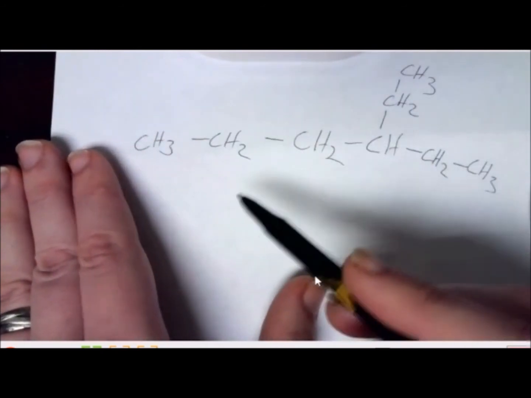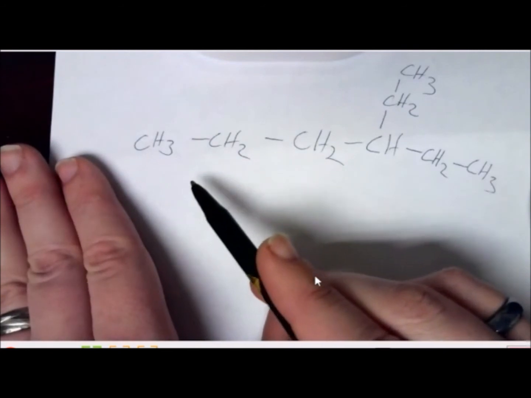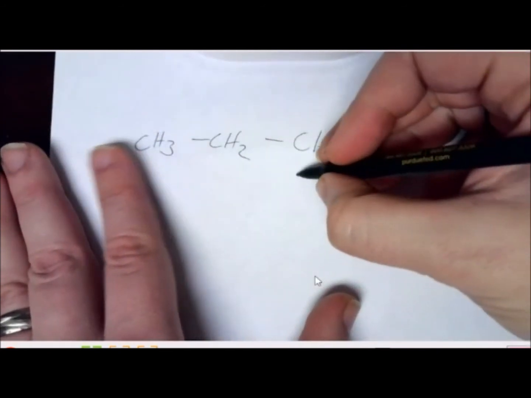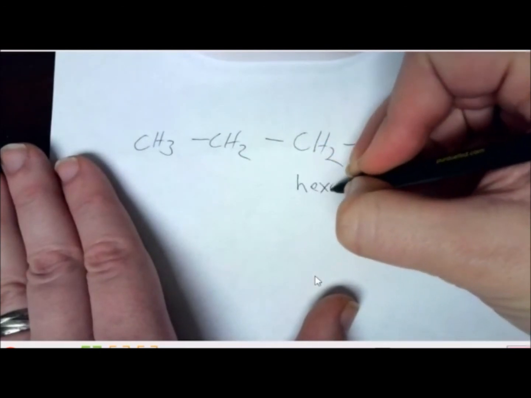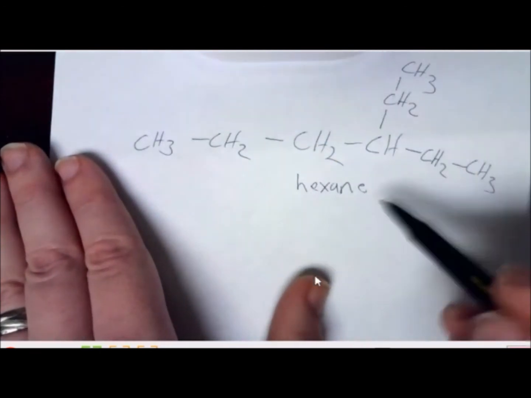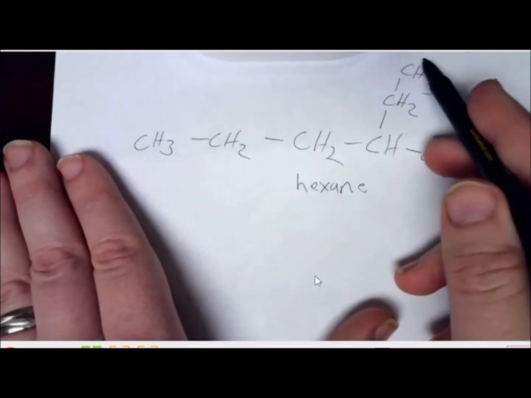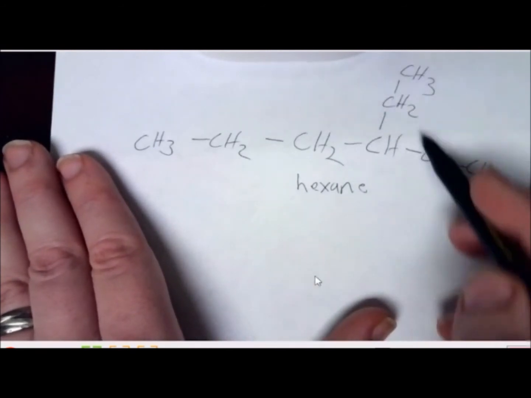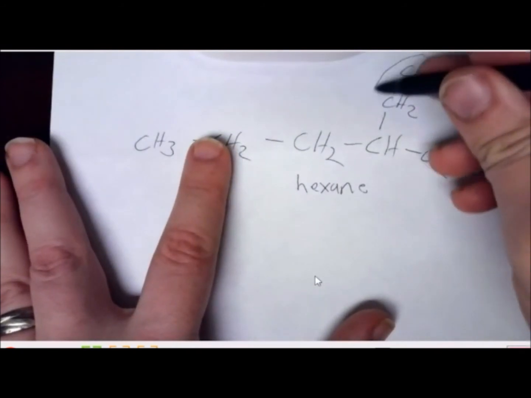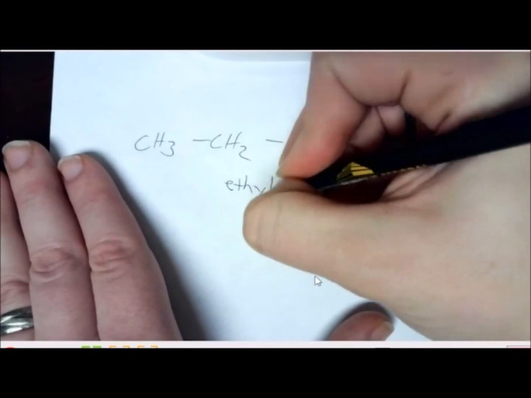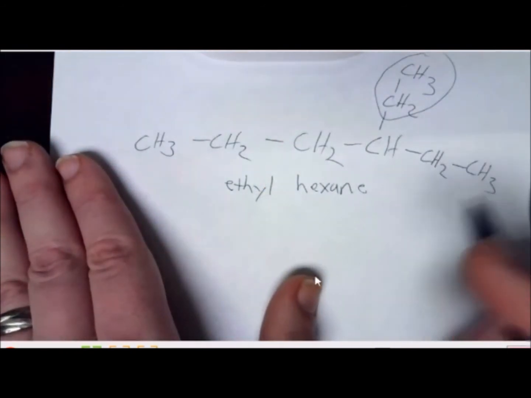Which one would have the longer chain? The longer chain would be 6. So this is going to be some sort of hexane. Doesn't matter which group is coming off, whether we call that or that. This is an ethyl group. That's ethyl hexane. But where is it coming off?